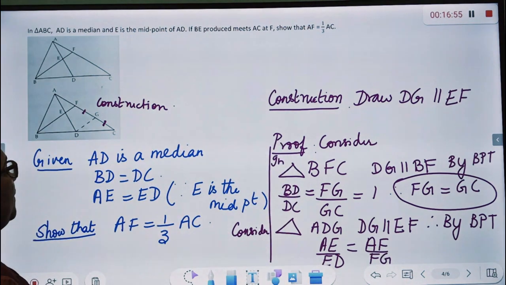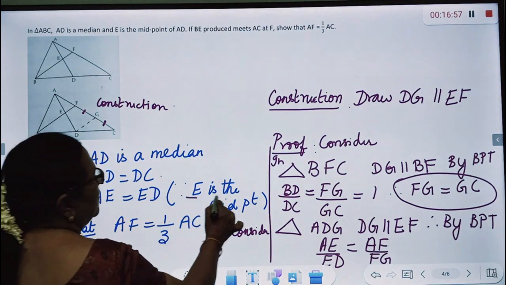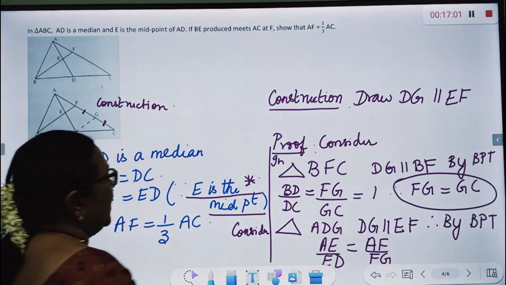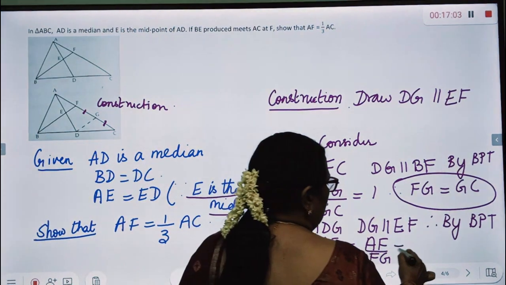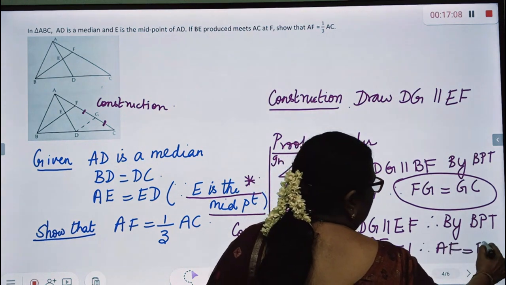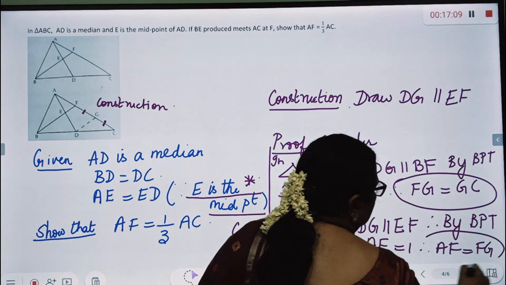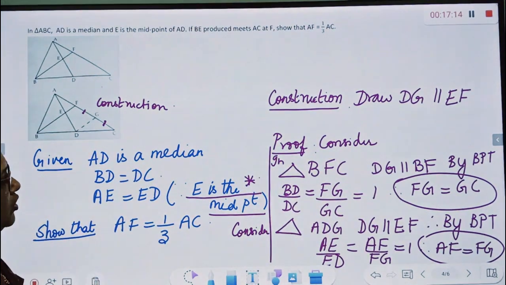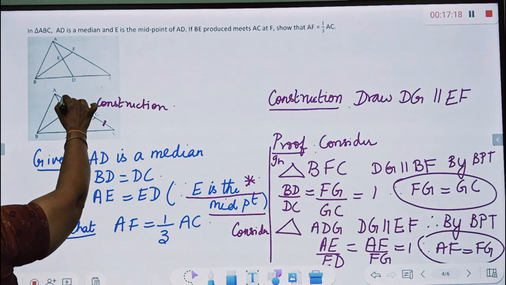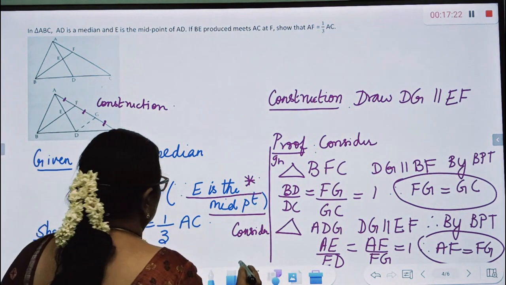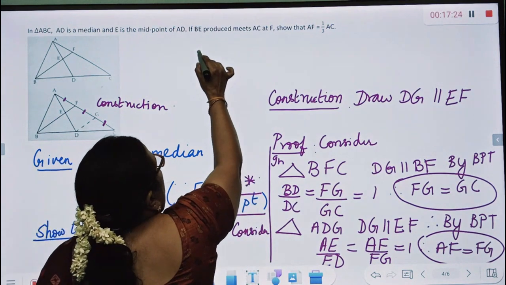But E is a midpoint. Therefore, AE by ED is 1. So, this is also 1. Therefore, AF equal to FG. Now, you have AF equal to FG and FG equal to GC. So, this is also same. Now, therefore, okay, the conclusion.